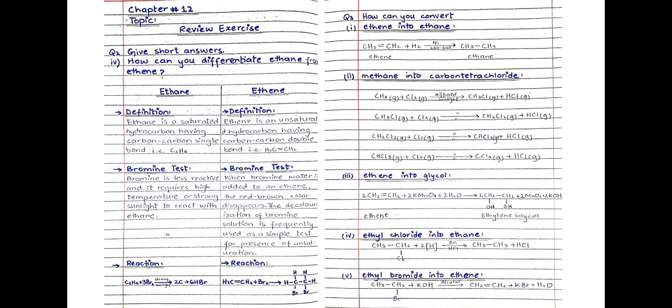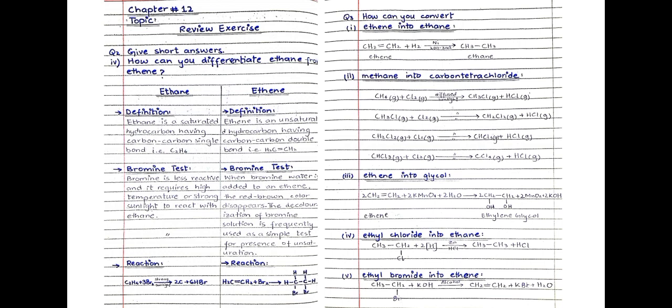Now come to question number 3. In question number 3 we have conversions. We have to convert one compound into another. First part, we have the conversion of ethene into ethane. This is the hydrogenation reaction. So look at the reaction. If we add one molecule of hydrogen in the presence of nickel as a catalyst, at a temperature of 200 to 300 degrees centigrade, then we get ethane.